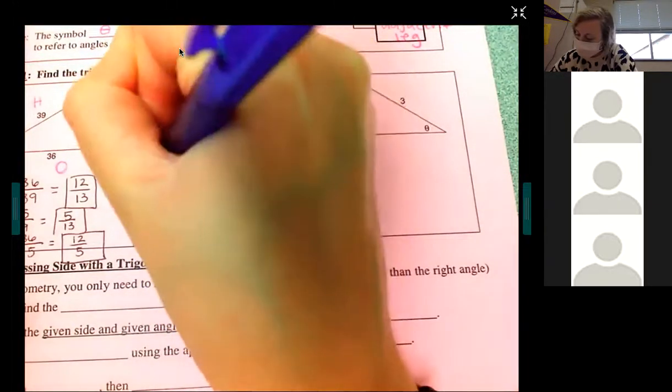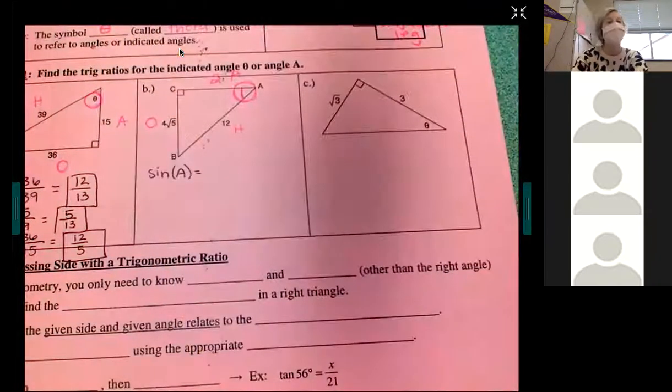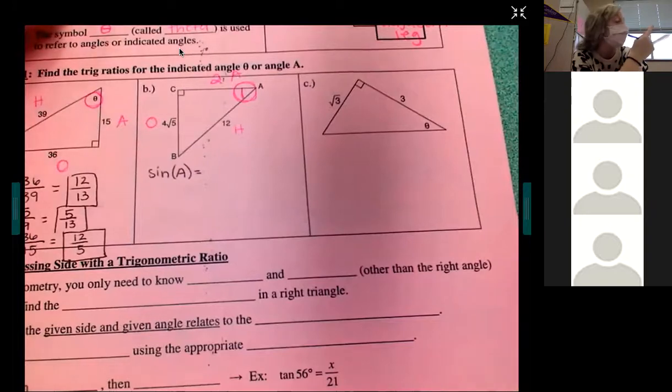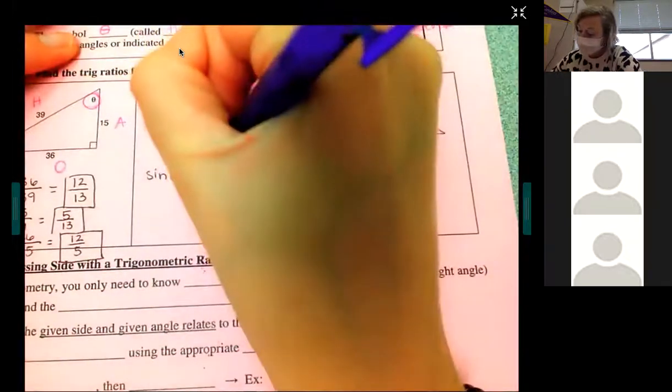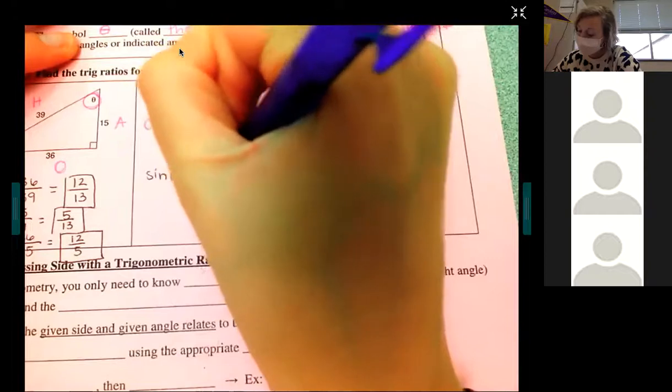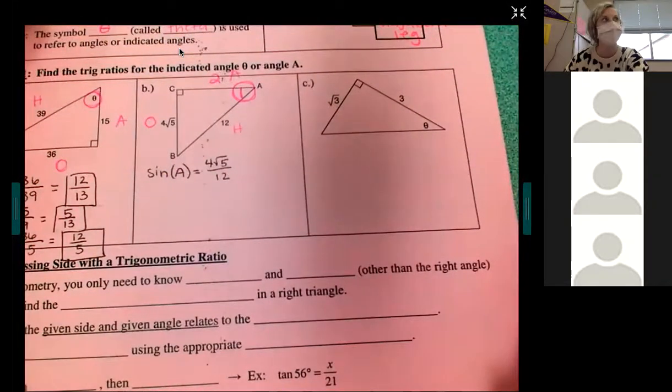So I'm going to write it like this this time, just so you can see the different ways it's written. Sine of A, because A is the angle we're dealing with, right? How do we find the sine ratio? Go ahead, Jake. Opposite over hypotenuse. So what would my ratio be? Very good. 4 square root of 5 over 12. Can we reduce that? Oh, be careful. Yes, you can.